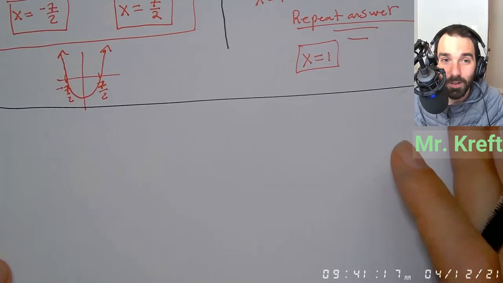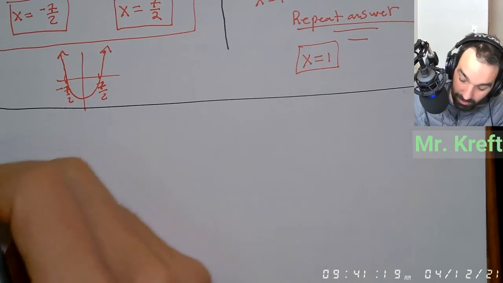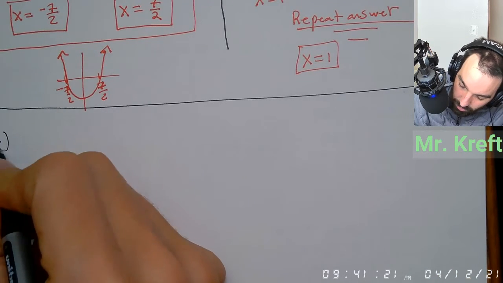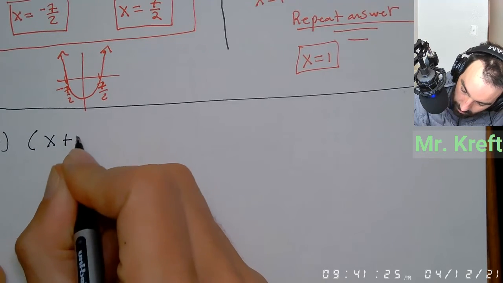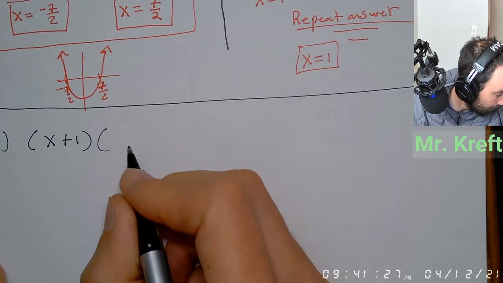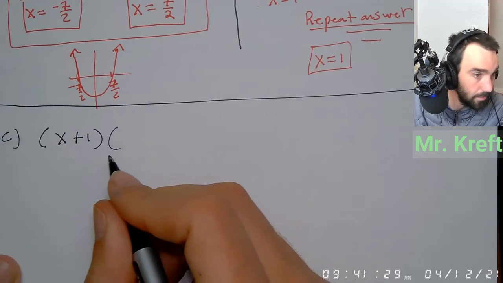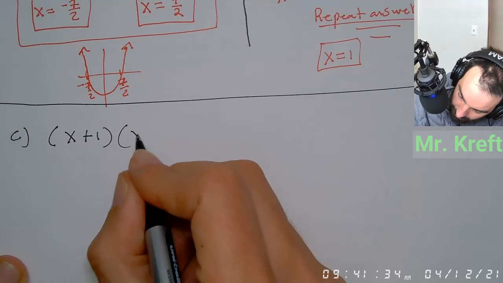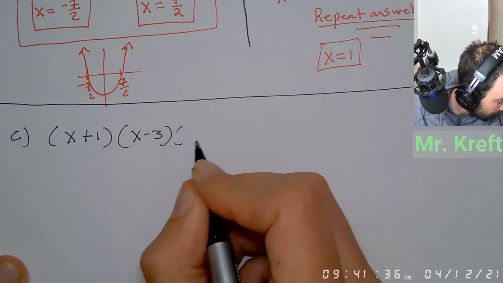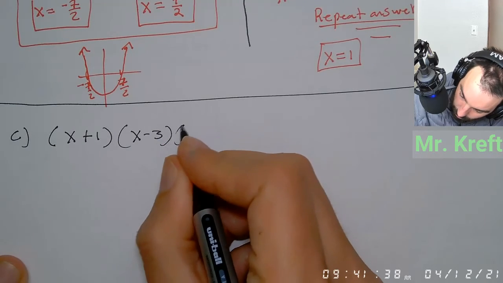Okay. So now let's take a look at this next one. I'm going to see if you guys can do this one on your own. So I got the quantity of x plus 1, and then the quantity of x minus 3, and then the quantity of x minus 2.